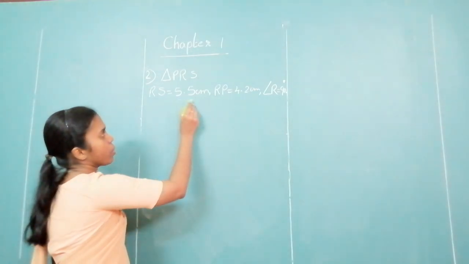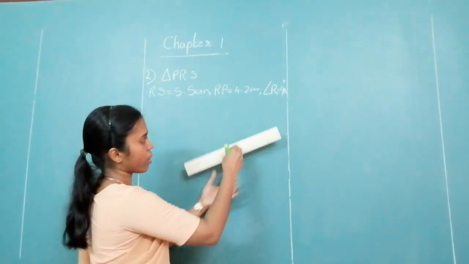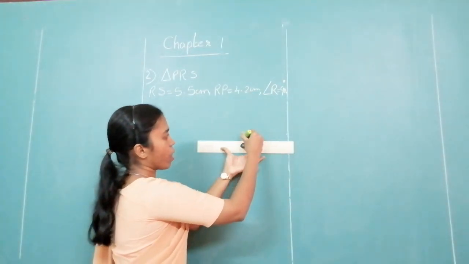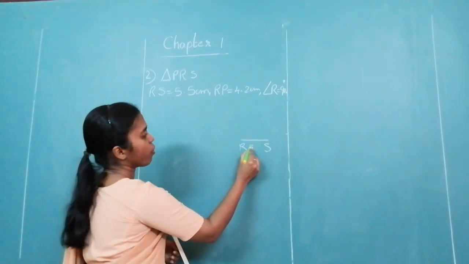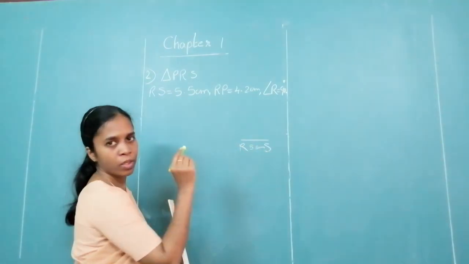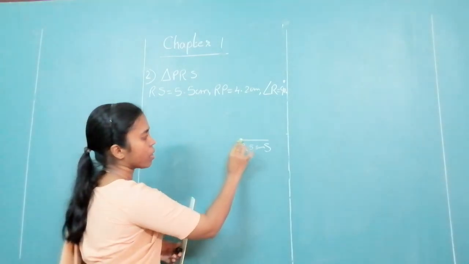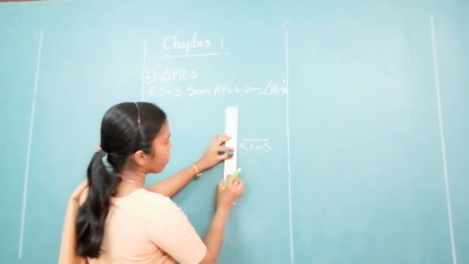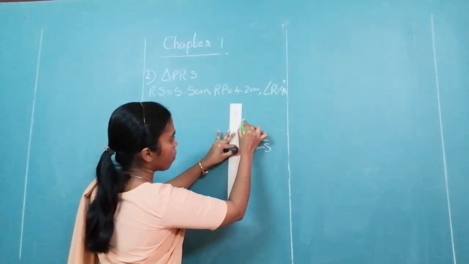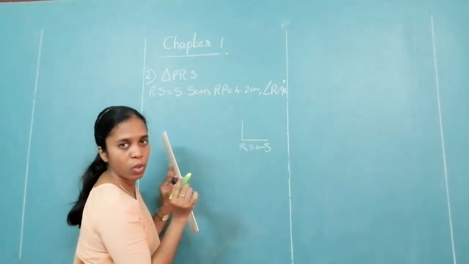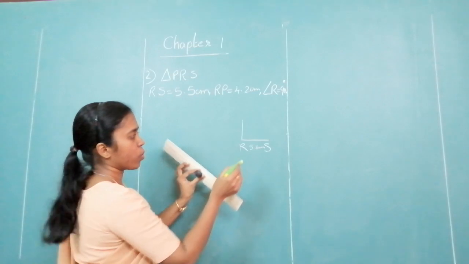So let us consider the main one, that is RS. You draw the rough diagram. You have RS, how much is it? 5.5 centimeter. Now what is given to you? Angle R is 90 degree. This is angle R, so you will have an angle from here that will be of 90 degree. And then PR is 4.2.